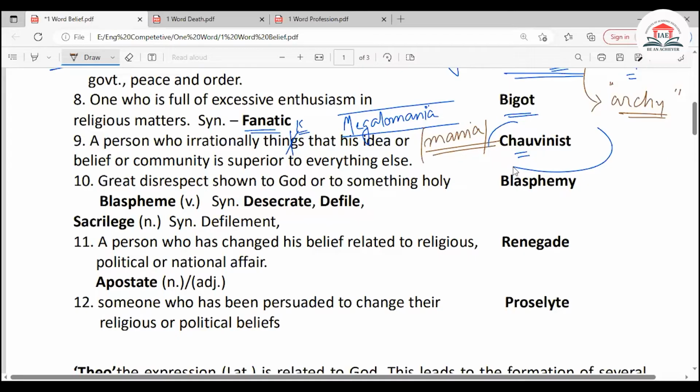A person who is suffering from an irrational idea that every time we need to wash our hands before touching anything, every time we need to wash our clothes, whether they are dirty or not, that is a different mania. We call it ablutomania, because this is a mania. This is an obsession. In Bangla we say batik. That is obsession.